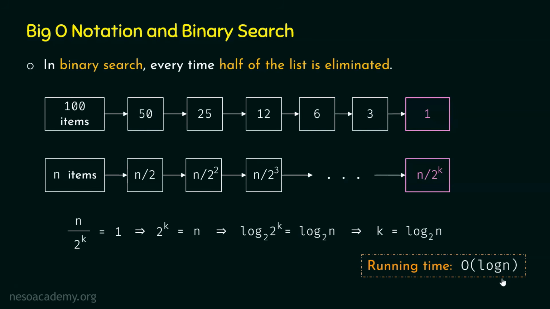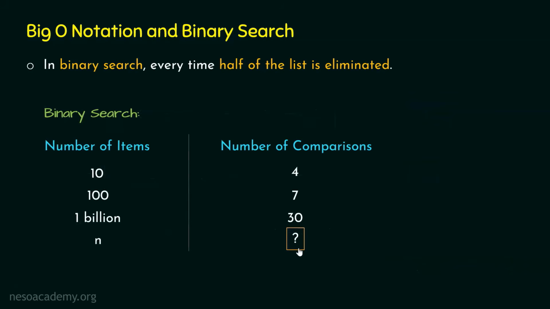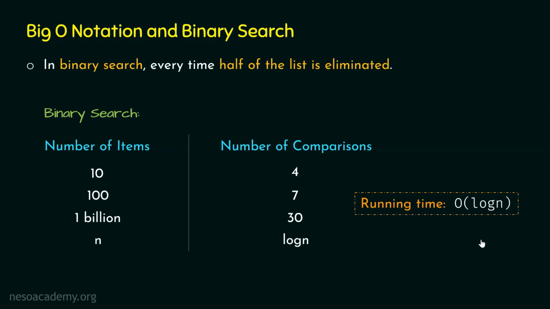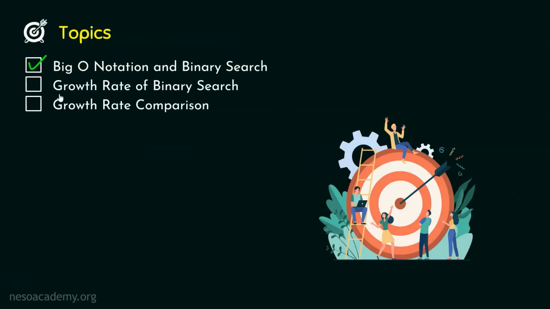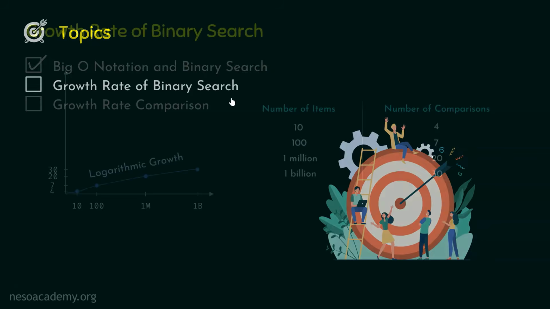These many operations binary search takes to come to the conclusion whether the key is available in the list of n items or not. So in case of n items, the running time is big O of log n. So this means we can replace question mark by log n, and hence the running time is big O of log n. So with this we calculated the growth rate of binary search. Now let's visualize the running time through the graph. For this, let's move to the next topic where we will visualize the growth rate of binary search.